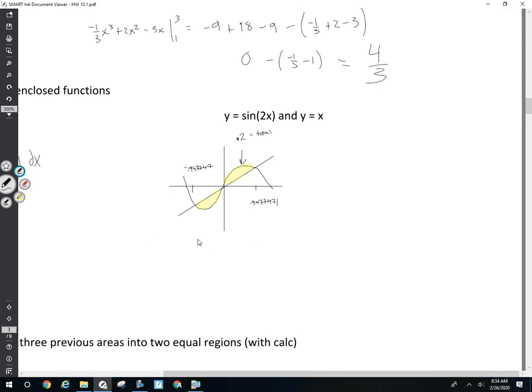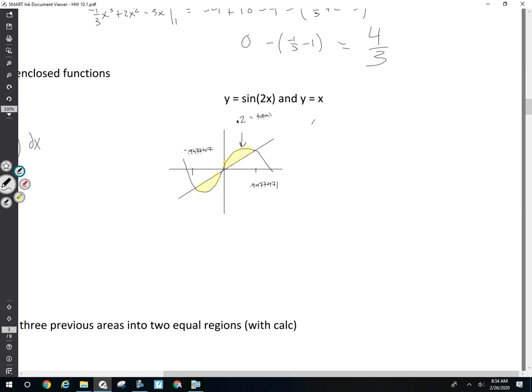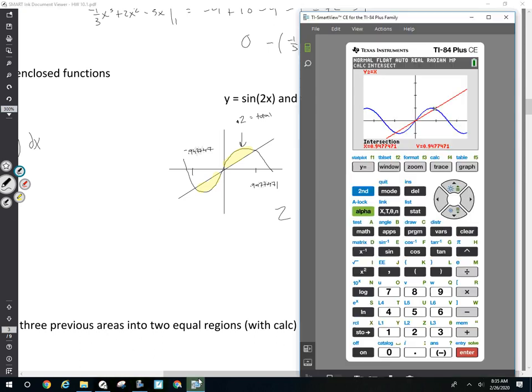So I'll show you. We could either, let's use an absolute value, go from negative 0.947747 to positive 0.9477471 of absolute value 1 minus the other, or I bet you if you go from 0 to 0.9477471 of the top minus the bottom, that's the sine 2x minus the x, that you're going to get this if you multiply it by 2. So let's see.